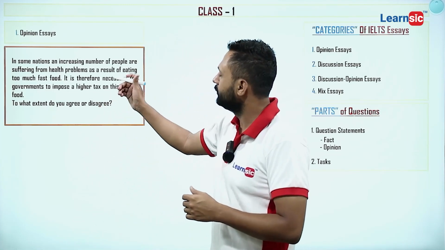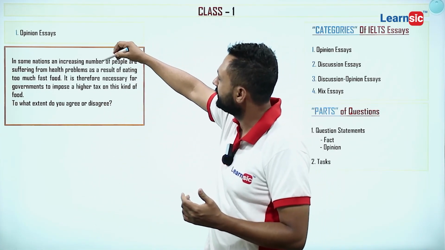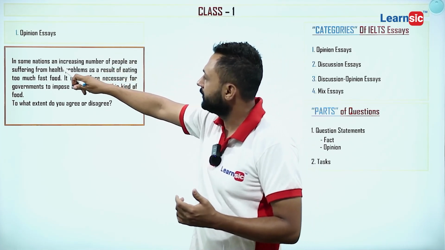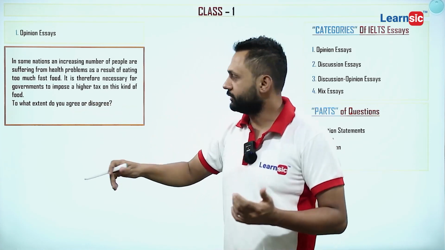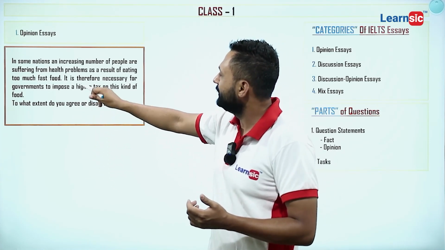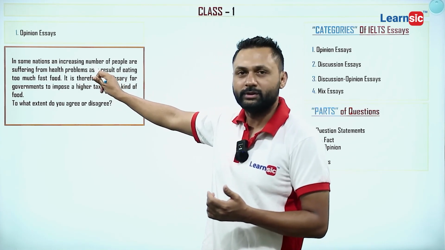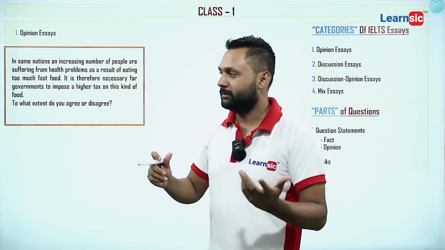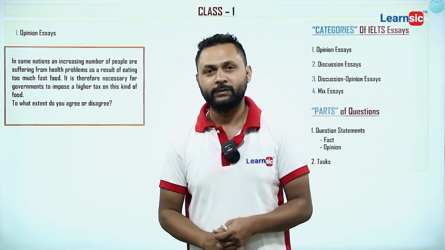Now in this case, if you do not know which one is the fact and which is the opinion, for example, let's assume that you thought this is an opinion: increasing number of people are suffering from health problems. To what extent do you agree? So you may answer, I agree with this, increasing number of people are suffering from health problems. And if you write this, that will be a mistake, because nobody wants you to agree or disagree with the fact, right?